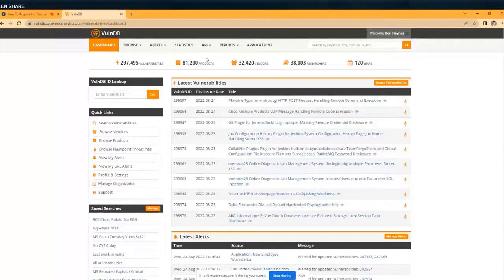But then also we have this portal. And this portal is a way to set up alerts and do searches, and it's much more visual. So this is how we do demos, and this is what I'm going to demo for you today, the power of VulnDB here.